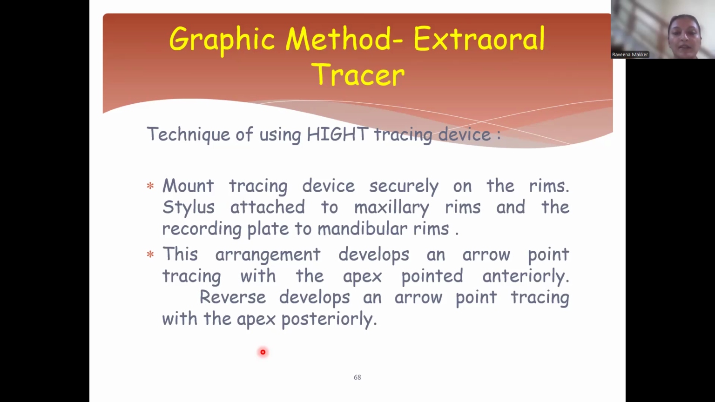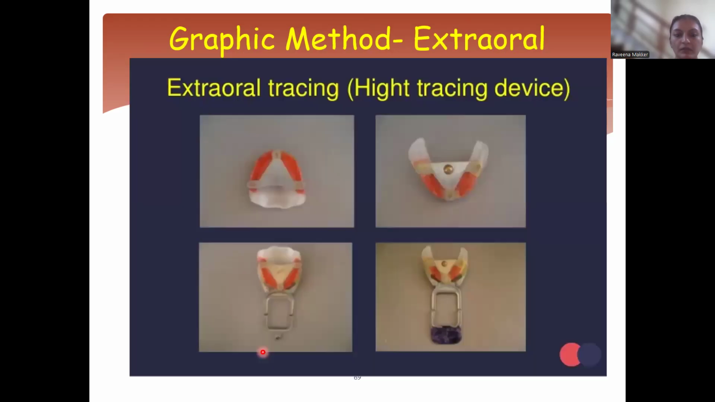Now, mount the tracing device securely on the rims. The stylus is attached to the maxillary rim and the recording plate to the mandibular rim. Now, this arrangement develops an arrow point tracing with the apex pointed anteriorly. Reverse develops an arrow point tracing with the apex pointed posteriorly.